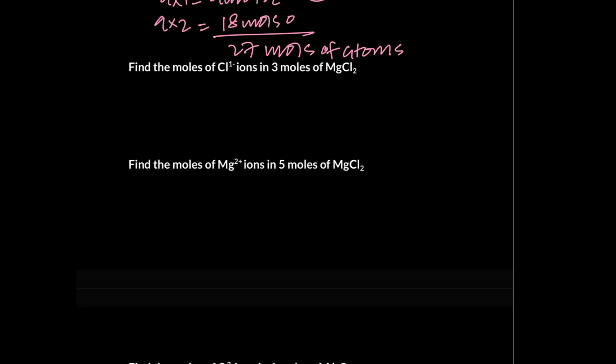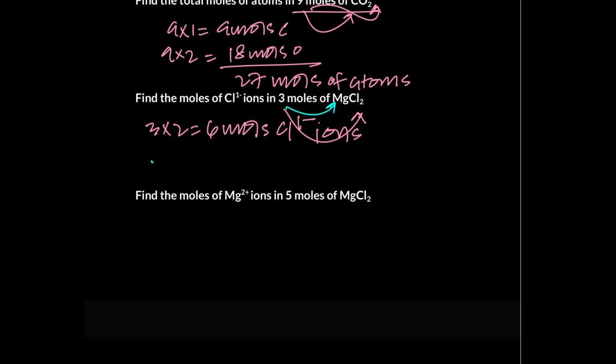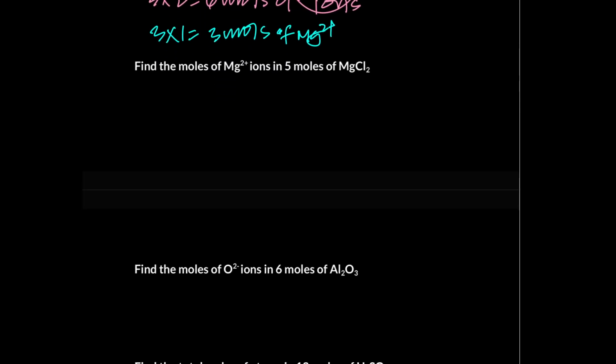Find the moles of chloride ions in 3 moles of MgCl2. 3 times 2. Good. 6 moles of chloride ions. Now, find the moles of Mg. 3 times 1. 3 moles of Mg. Find the moles of Mg2+ ions in 5 moles of MgCl2. 5 times 1. 5 moles of Mg2+.